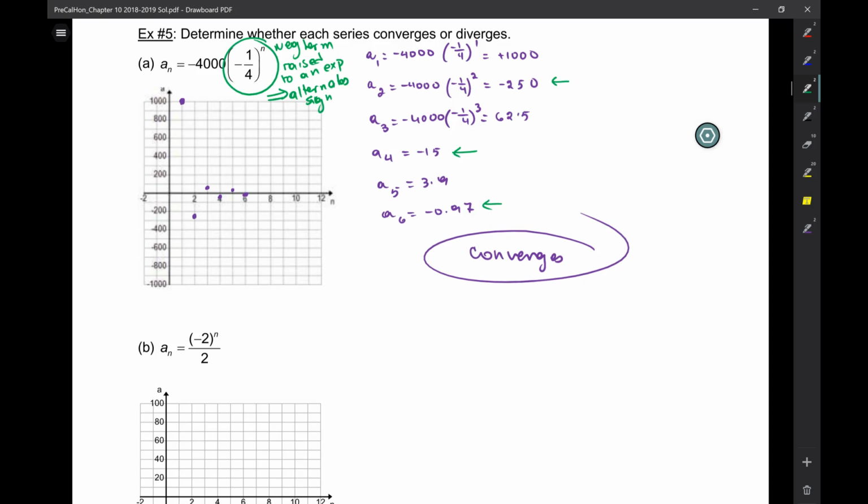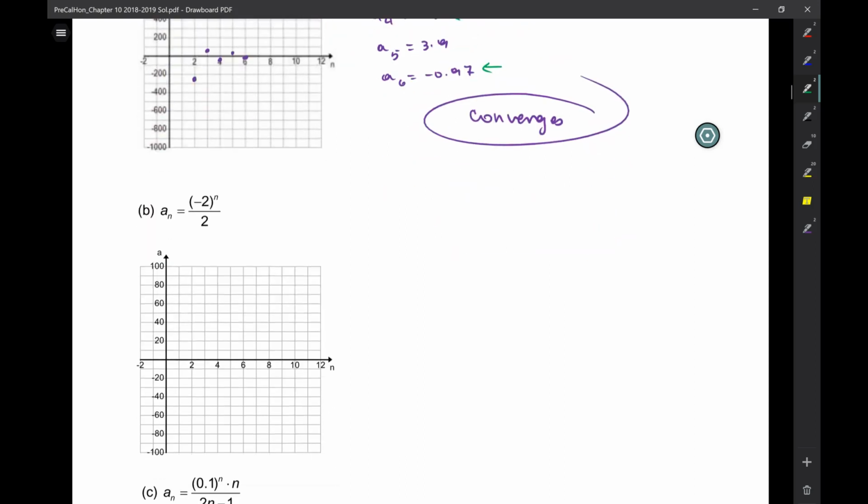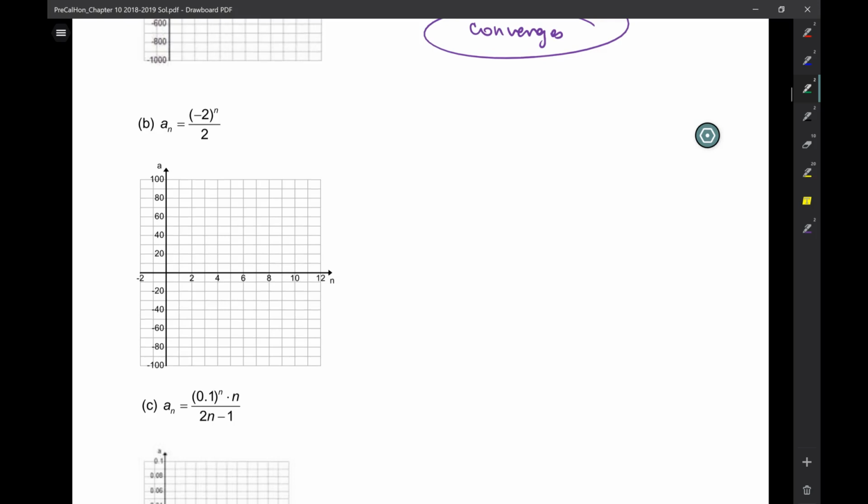Okay. Take a look at B. Is this going to be one where the sign alternates or no? Yes. Does it always have to converge at 0? No, good question. It doesn't always have to converge to 0. It could converge at like 3. If it alternates signs, is it always convergent? No.